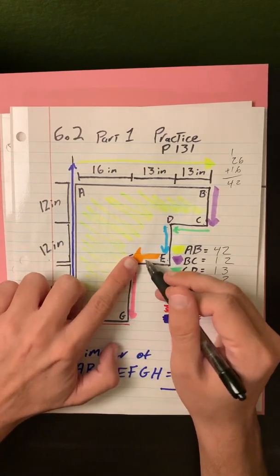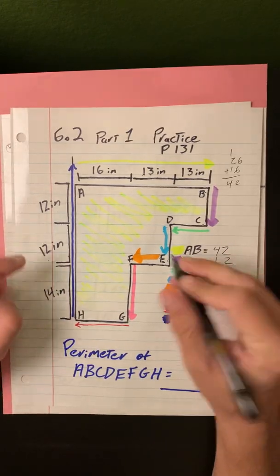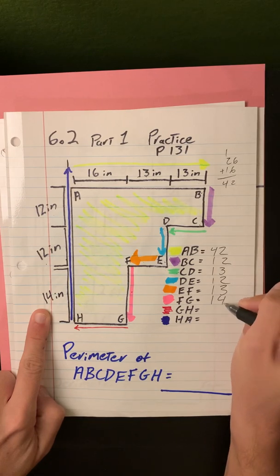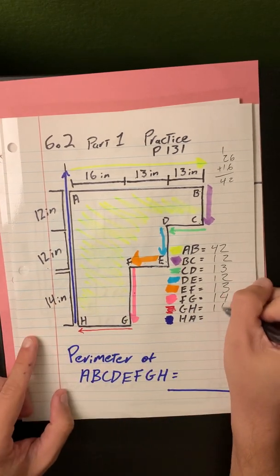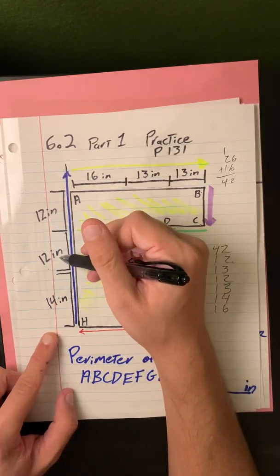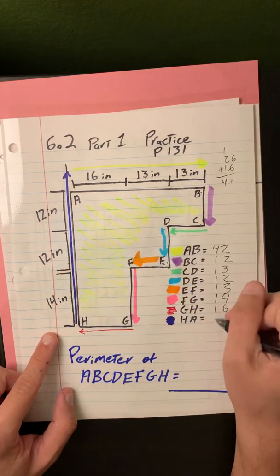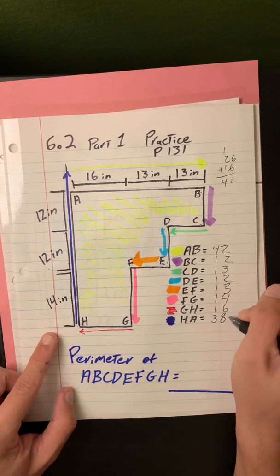E to F, parallel to the top, is 13 inches. F to G over here is equal to 14 inches. G to H is 16 inches. And H to A is, if I add all of this up, 12 plus 12, 24 plus 14 is 38, I should say. 38.